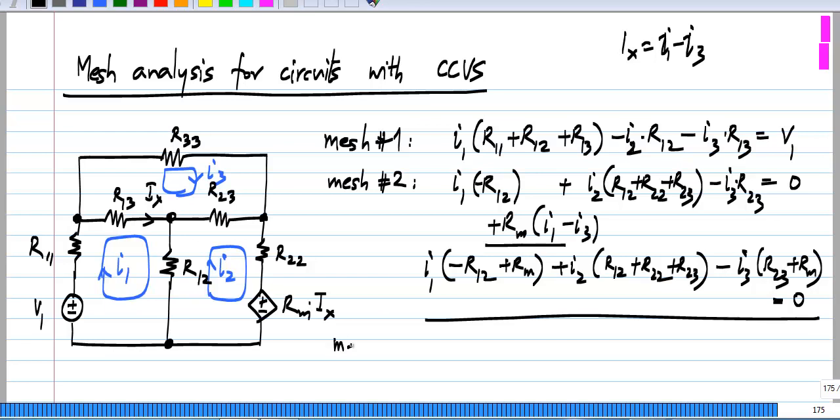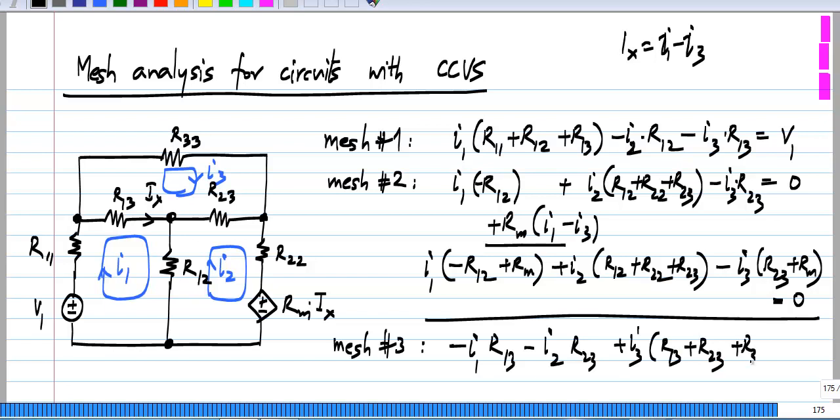And for mesh number 3, nothing has changed. I just have I1 times R13 minus I2 R23 plus I3 times (R13 plus R23 plus R33) to be equal to 0.